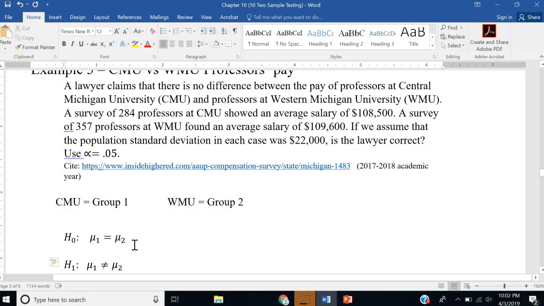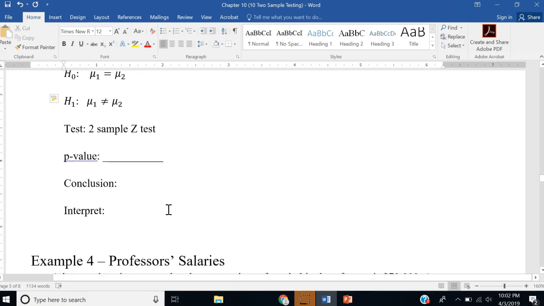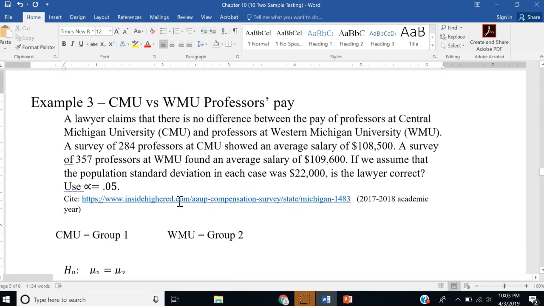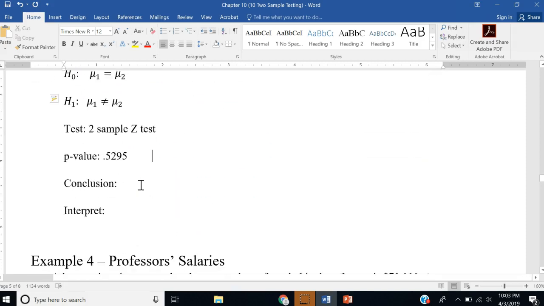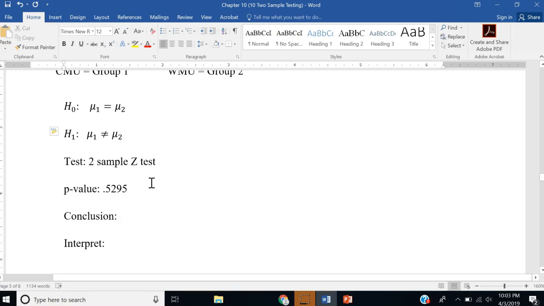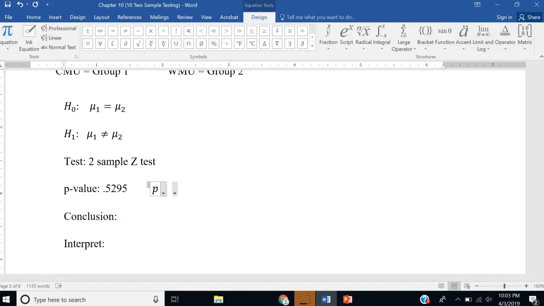And we come up. Now, when I hit calculate, I get a p-value of 0.5295. Compare that to my alpha. Well, let's look up at the alpha's 0.05. So clearly, this is bigger than alpha. All right.